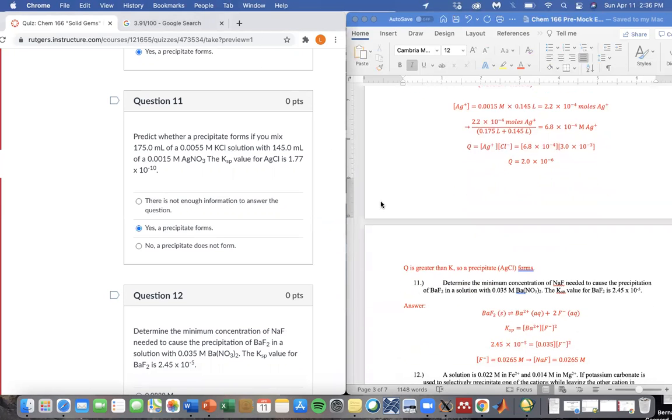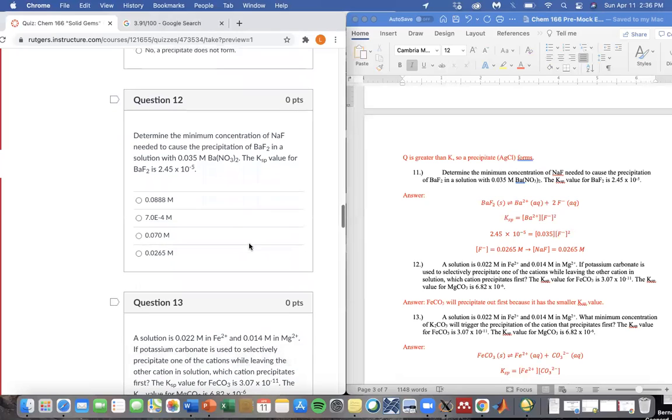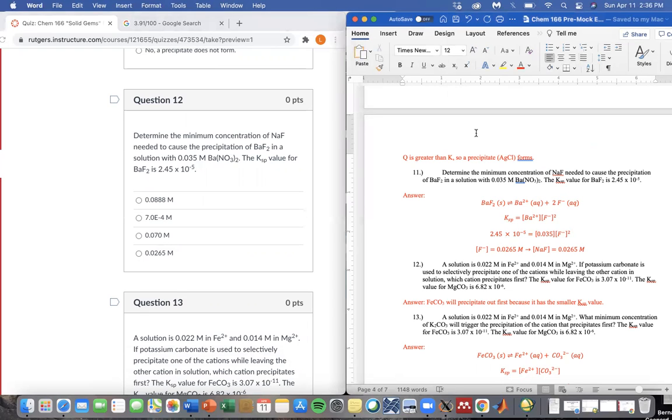All right, for the next one, we have: determine the minimum concentration of NaF needed to cause the precipitation of BaF2 in a solution with 0.035 molar Ba(NO3)2. And we're given the KSP for this. What we need to do here is solve for the F concentration that would be necessary for precipitation, and then we can use that to figure out the concentration of NaF that we would need in order to have the F concentration we need for precipitation.